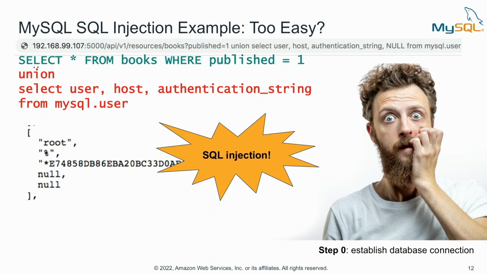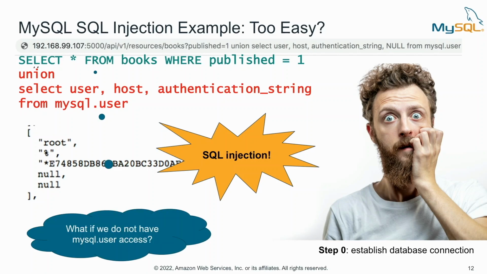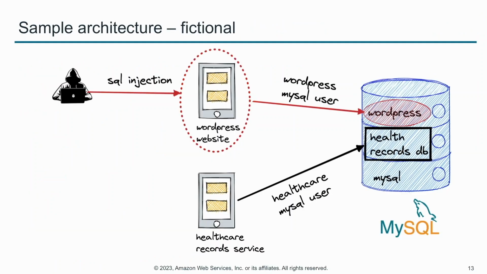Usually the configuration is correct. An application user should never have even a select on the MySQL system database. So what if we don't have MySQL user access? Now the things are getting more interesting. And what I will do is go through a fictional example of a fictional database architecture.